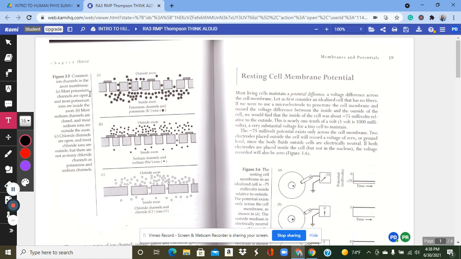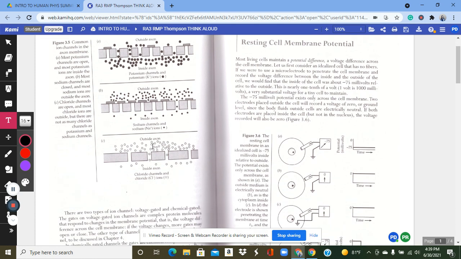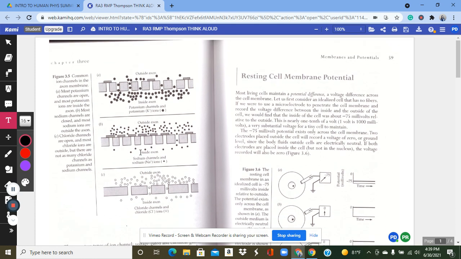Okay, so B. Most sodium channels are closed and most sodium ions are outside the axons. So compared to the first example, where most of the ions are inside the axon, in this second example most of the ions are outside of the axon. As we can see here, it seems like only one channel is open. There's a few ions inside the axon, but most of them are outside.